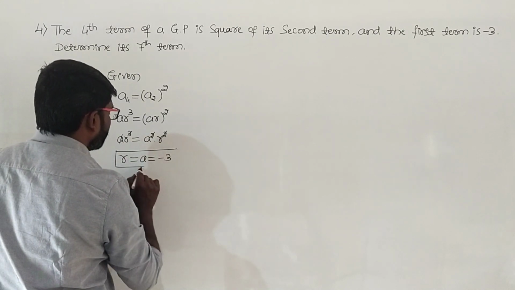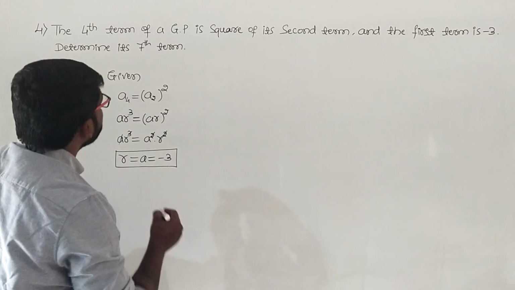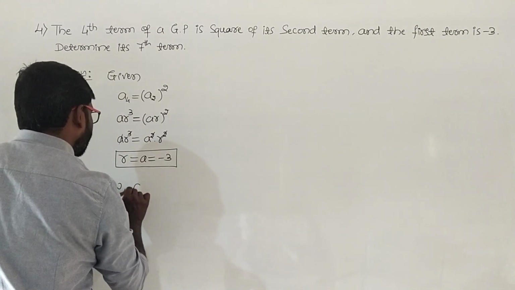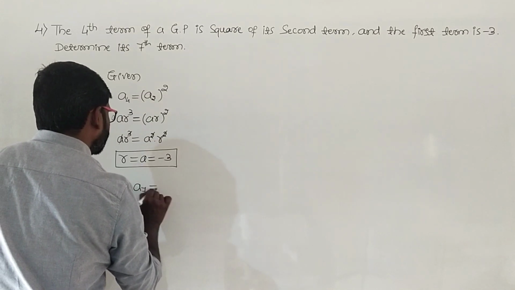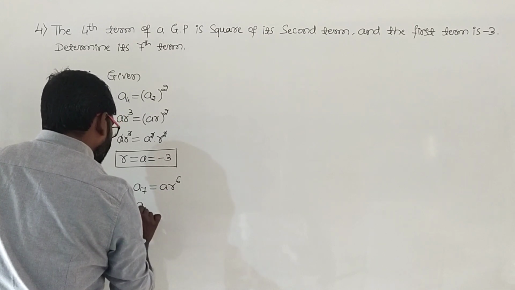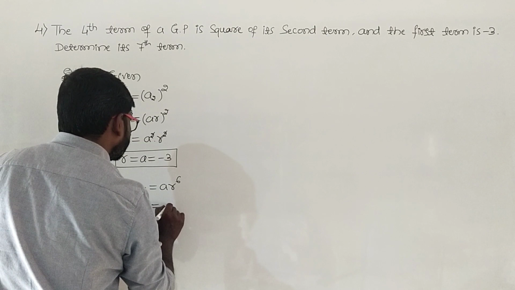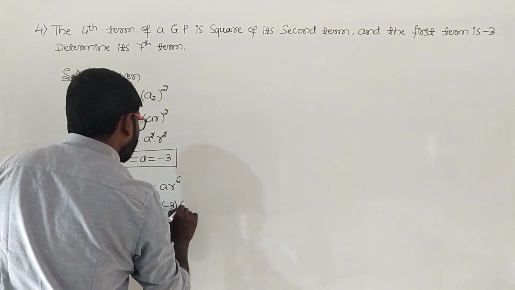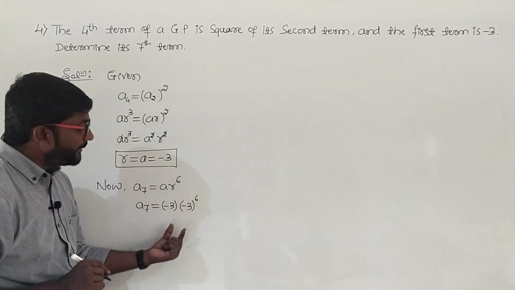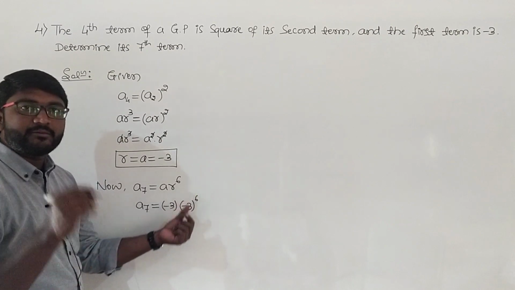So now let us take up the next condition. Determine its seventh term. Now A7 is equal to A into r raised to 6. Then A7 is equal to A, and what is A? It is -3, into -3 to the power 6. So overall in the next step we get -3 to the power 7. There will be 1 here. A raised to m into A raised to n will be m plus n.